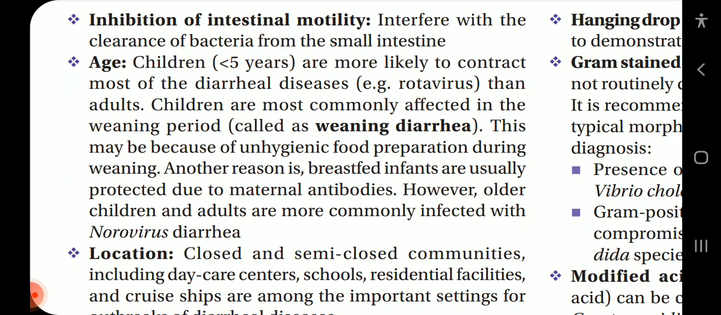Age: children less than 5 years are more likely to contract most of the diarrheal diseases, for example rotavirus, than adults. Children are most commonly affected in the weaning period, called weaning diarrhea. This may be caused because of unhygienic food preparation during weaning. Another reason is that breastfed infants are usually protected due to maternal antibodies. However, older children and adults are more commonly affected with norovirus diarrhea.